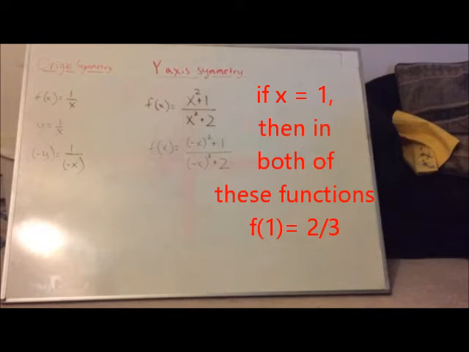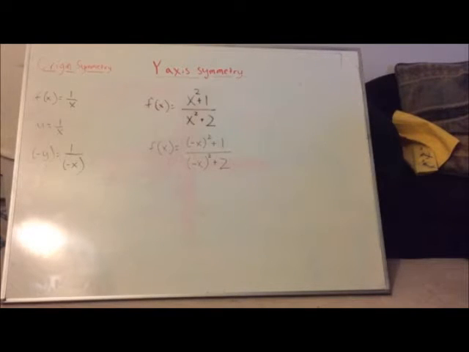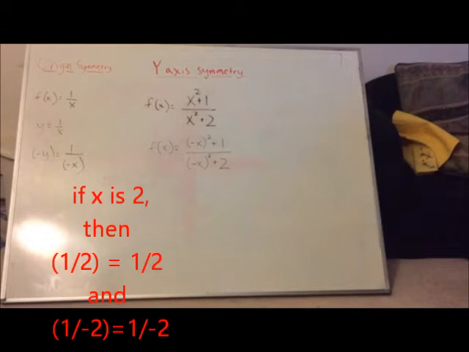Origin symmetry can be found by substituting in a -y for y and a -x for x, and the resulting function should be the same as the original function. So we have f of x equals 1 over x, and if you make the y negative and the x negative, the answer is still the same as the original function.